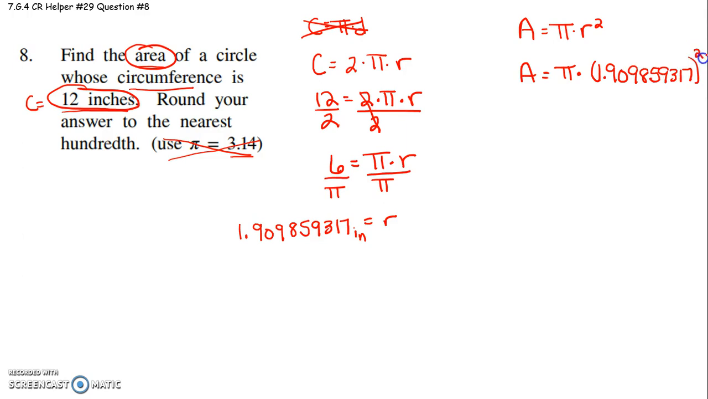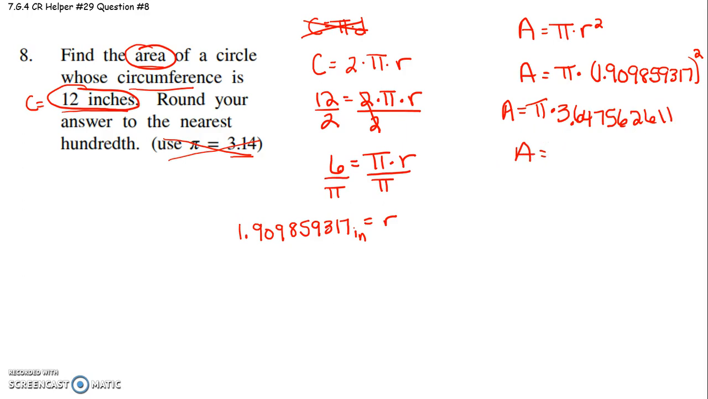So now for my area, I'm going to do pi times this crazy number, 1.909859317, and I'm going to square that. So on my calculator, I'll use my squared button. So I'll take that number and I'll square it. And I'm not pressing clear on my calculator, so it just makes the calculations a little bit easier. So the area will be pi times this crazy number, 3.647562611.